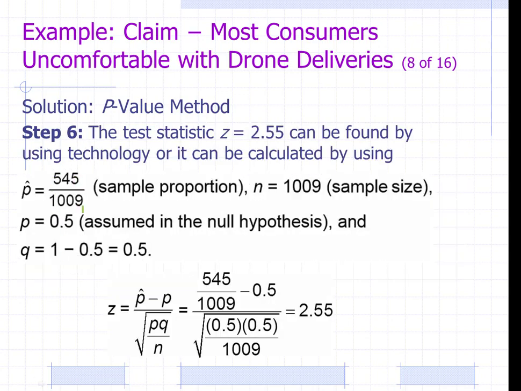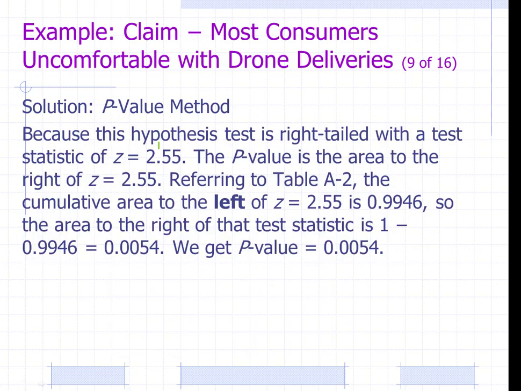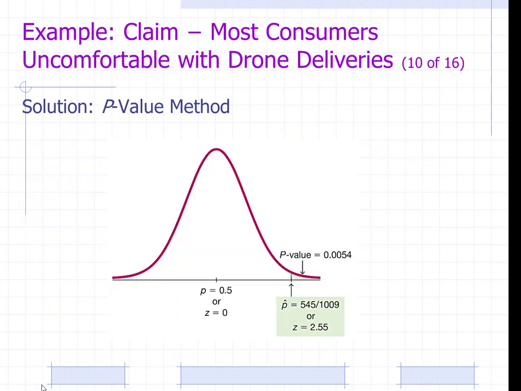So we're going to do that. 545 over 1009. P is our assumed value from the null hypothesis. Q is the opposite of that. We're going to go ahead and do the math, and we come up with 2.55. This is a right-tailed test. Let's go to StatCrunch. Here's a good picture. Here is our test statistic, and we want to see what's the probability that it would be beyond that, and it comes out to be very small.